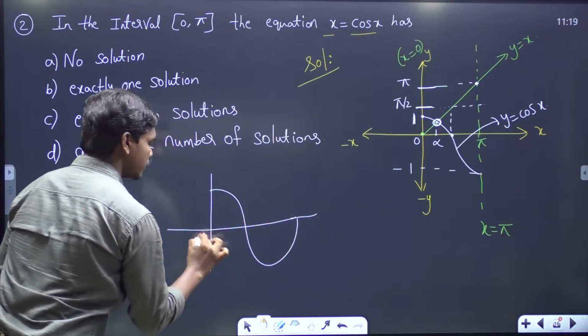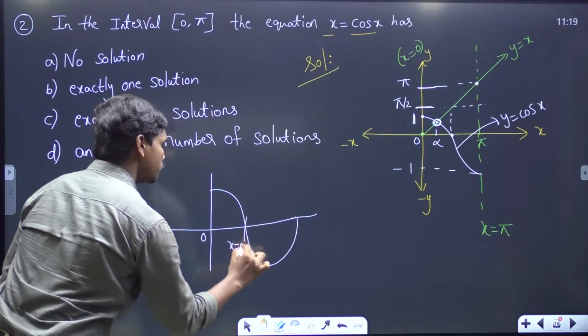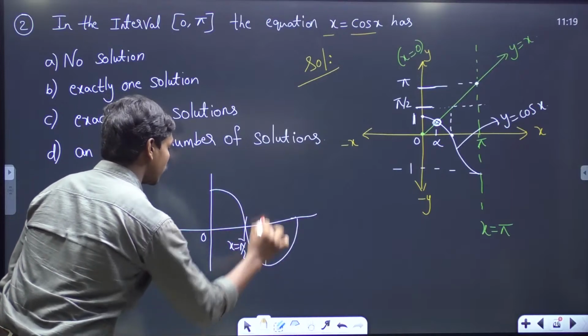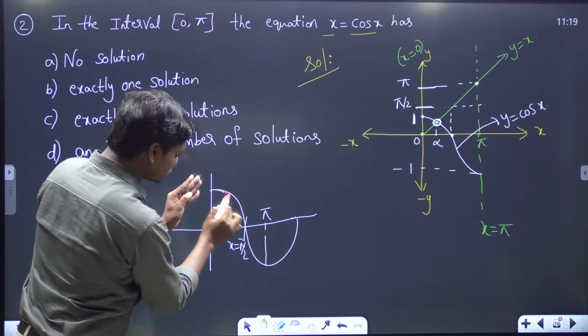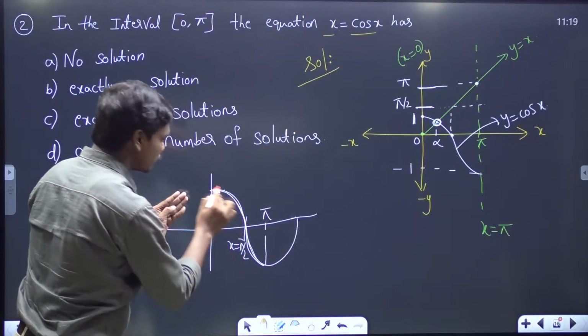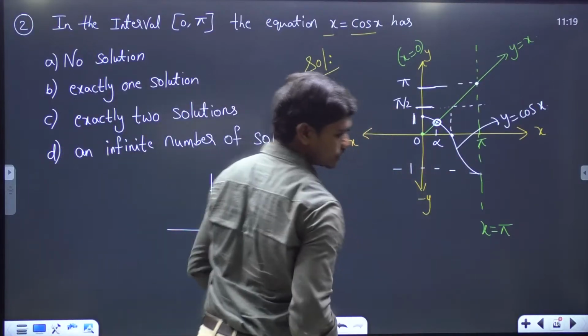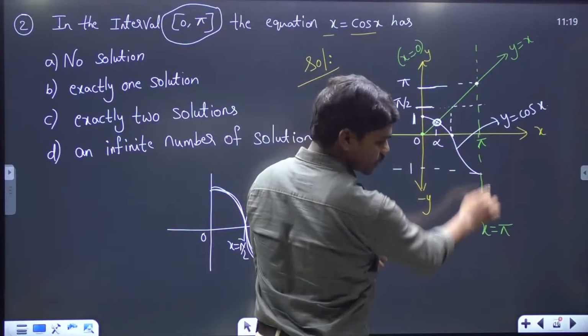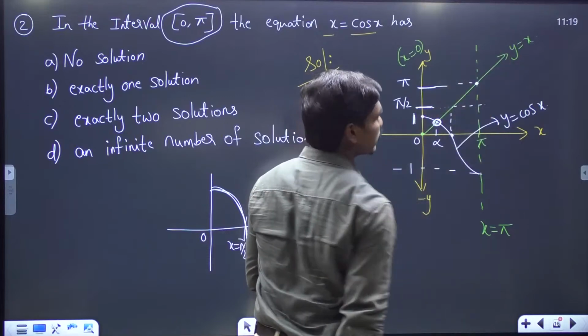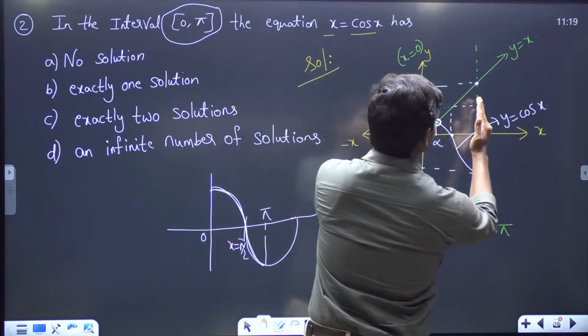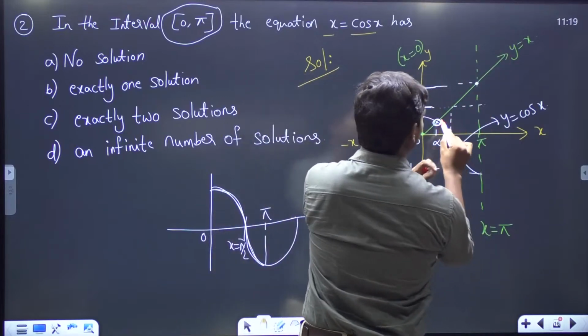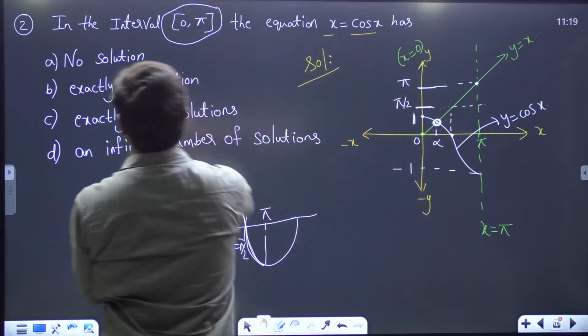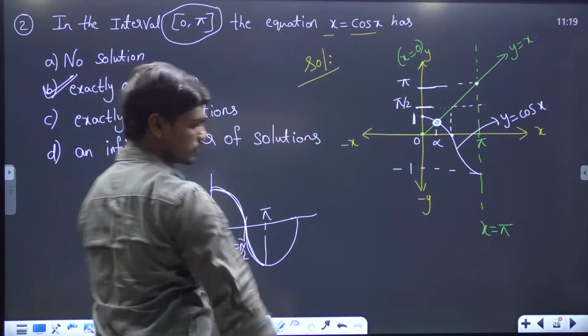Of course, this is 0, this is x is equal to pi by 2, and this is x is equal to pi. So I have reproduced this part of cos x from 0 to pi here, because the interval given is 0 to pi. If you create this graph from 0 to pi and you plot y is equal to x, you see that between 0 and pi these two curves intersect at only one point. So we say we have exactly one solution.